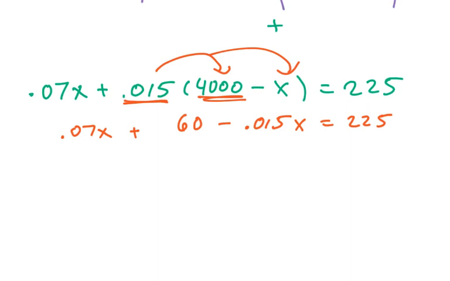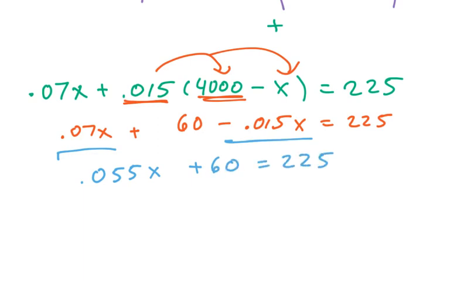So let's do this. Let's consolidate terms. Let's put the 0.07 and the 0.015 together. So I'm really just doing 70 minus 15, which is 70 minus 10, 60 minus 5, is 0.05. So this is 0.055x plus 60 equals 225.